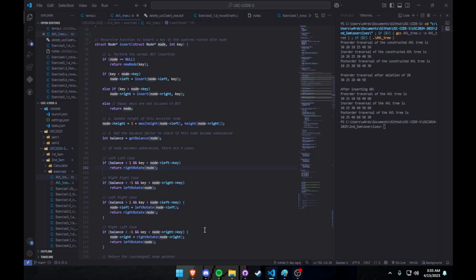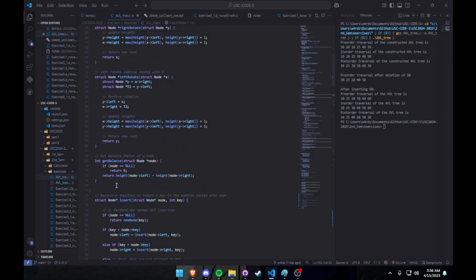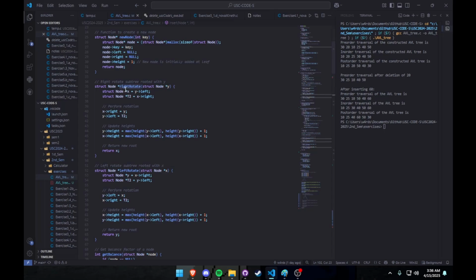Now we need to do a right rotate because the left is unbalanced. There's too much stuff towards the left. So we need to rotate the tree to the right. So let's see how we do that actually. So I believe I put that right here.